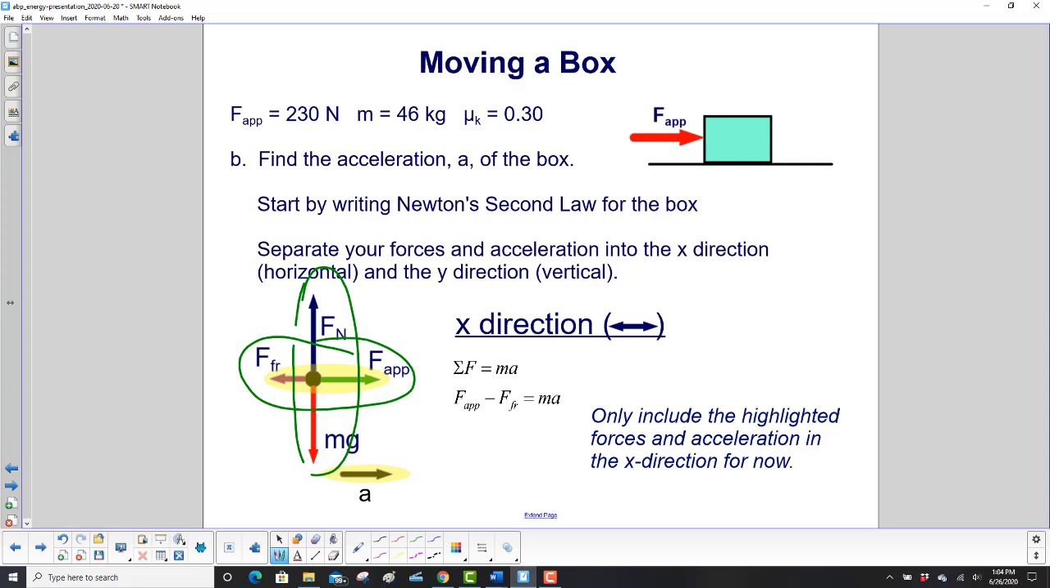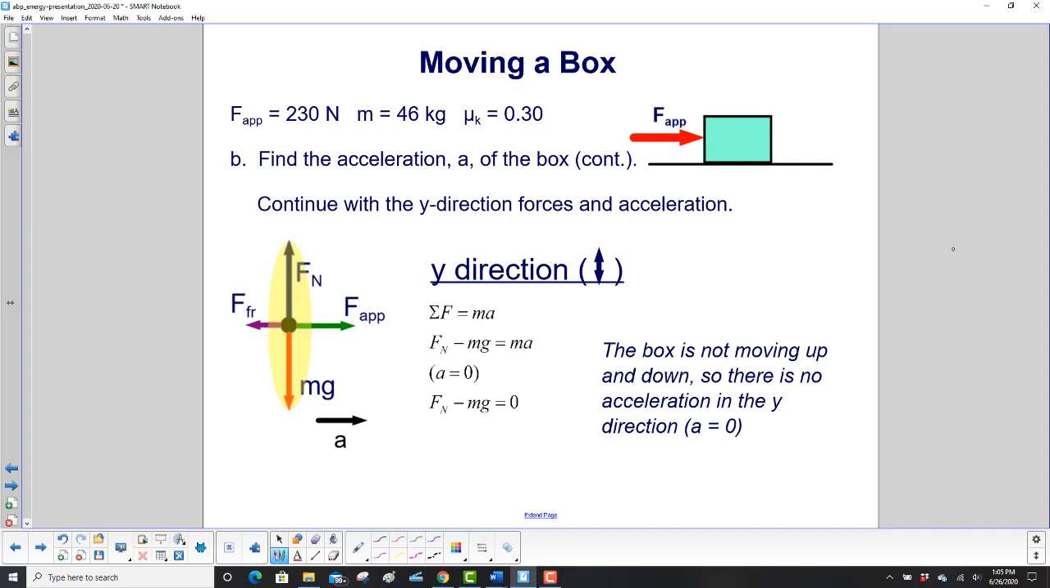What forces do we have? We have F applied, which is to the right, which we generally take as positive. We have the friction force to the left, which is negative. The acceleration is to the right, so it is positive.